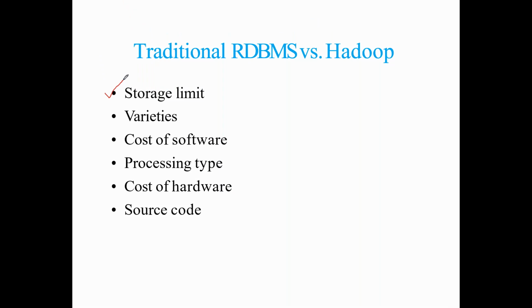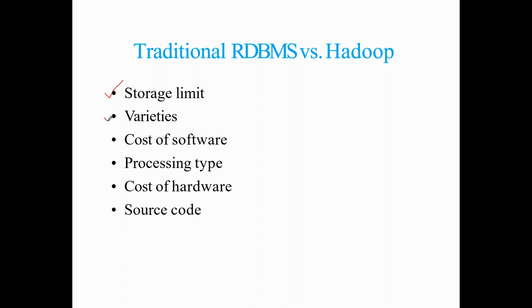In the traditional RDBMSs, we have certain storage limit constraints. That is, beyond certain limits of data, you won't be able to store your data. So that's the biggest disadvantage in the traditional RDBMSs. Whereas on the other side, Hadoop is very flexible because you can store as much data as you want in Hadoop. There is no storage limit constraint at all.